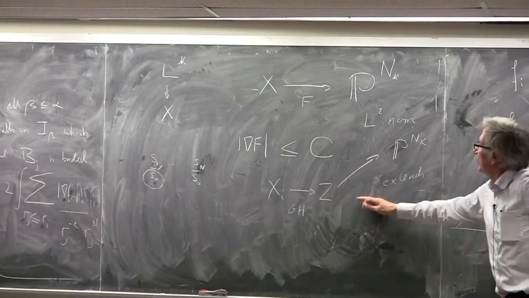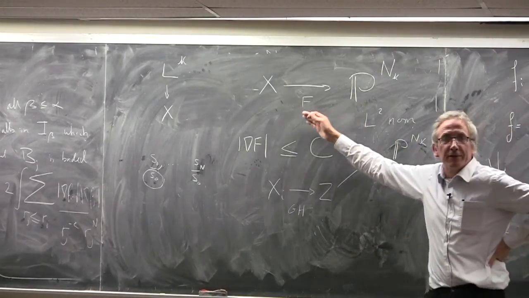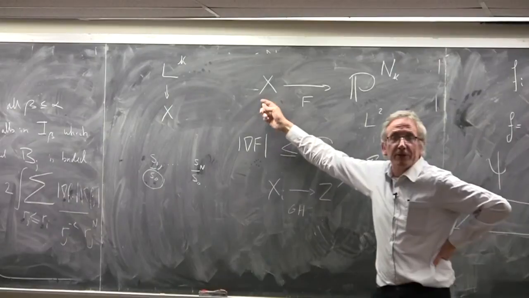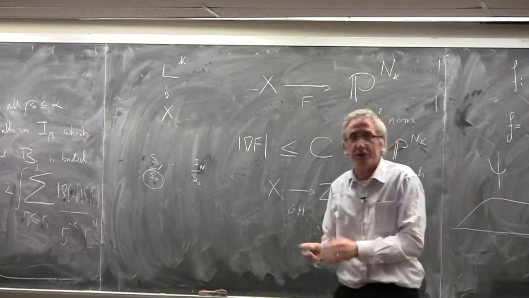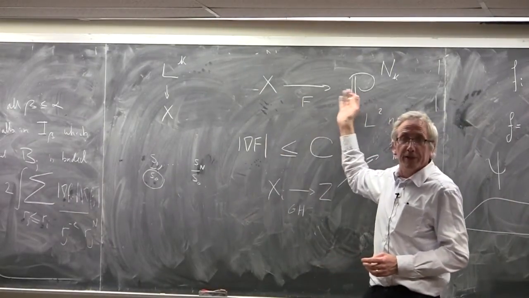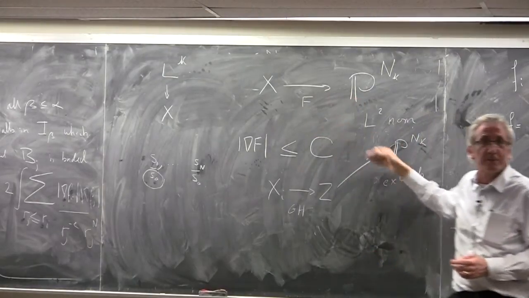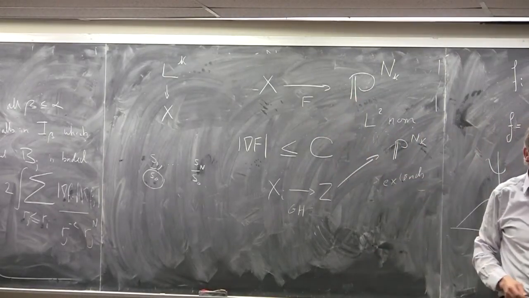And moreover, the image must be an algebraic variety. It's just the limit of the images of our maps. If we were to take a sequence of algebraic varieties with bounded volume, they're going to have a limit in that sense. And things are going to match up.